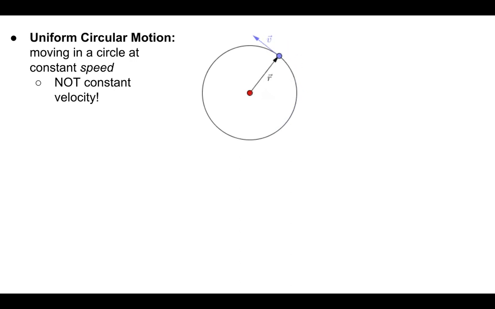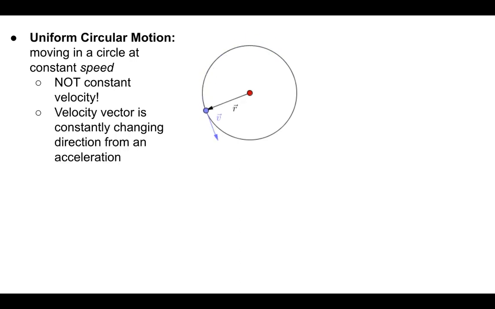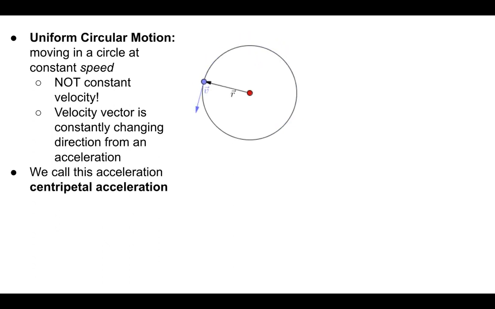Well, remember, the definition of acceleration is a change in velocity. So in this case, the acceleration is changing the direction of velocity, but not the actual magnitude of velocity, because this object is moving in a circle at a constant speed. So the velocity vector is constantly changing direction from an acceleration. We call this acceleration the centripetal acceleration. Now, centripetal means center seeking.